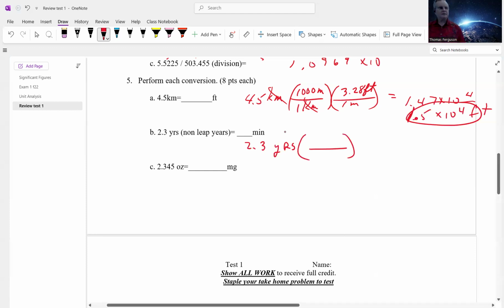Okay, years to minutes. This is very straightforward. There's 2 ways to go. We can go years to weeks or years to 365 days, either way. You get a tiny bit different because of the leap year thing. So let's do 52.